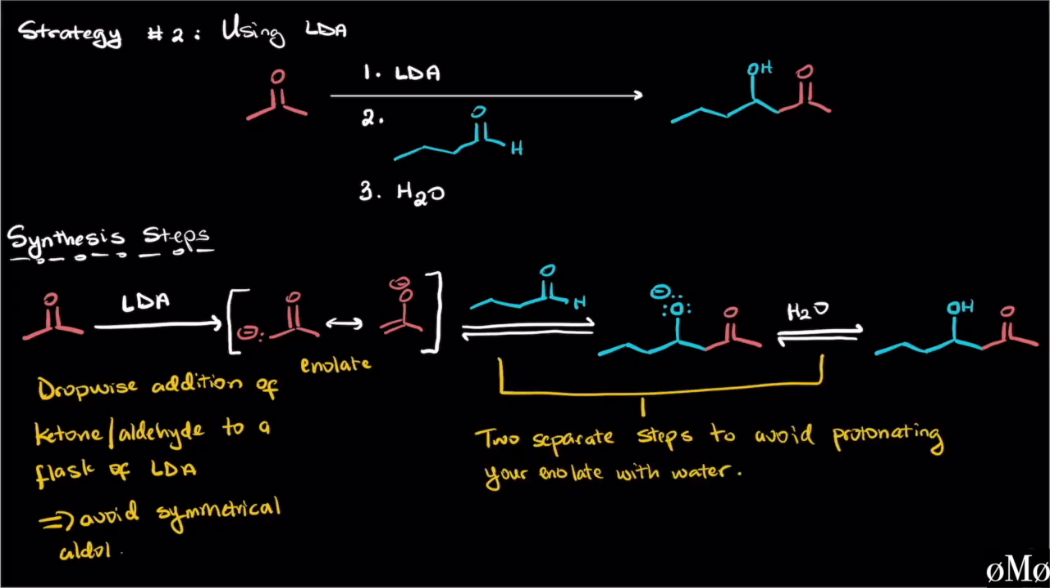So note that the reason why we have the aldehyde in a separate synthesis step from the water is that you want to avoid protonating your enolate by any kind of proton source in this particular reaction. You want to keep your enolate as a good nucleophile that would actually attack your aldehyde in a nucleophilic attack to form this particular aldol addition product. Okay, so this is a pretty good strategy. It has pretty wide substrate scope.